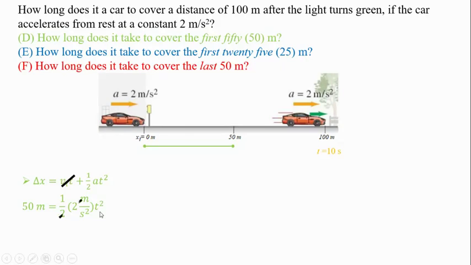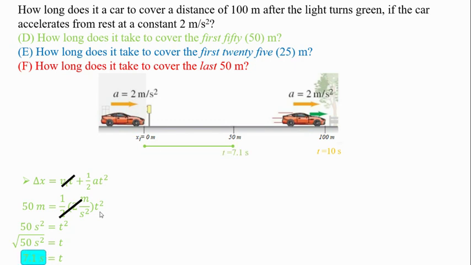The acceleration is 2, so it cancels out with the 1/2 nicely, but it doesn't have to. So just kind of go with the flow. And then therefore we have 50 equals t squared. To get t by itself, square root both sides. Therefore, the square root of 50 would just be about 7.1 seconds. Okay, so that'd be your answer for part D.